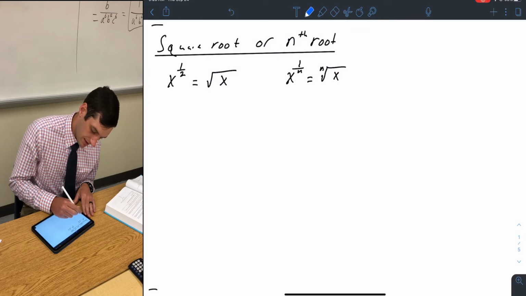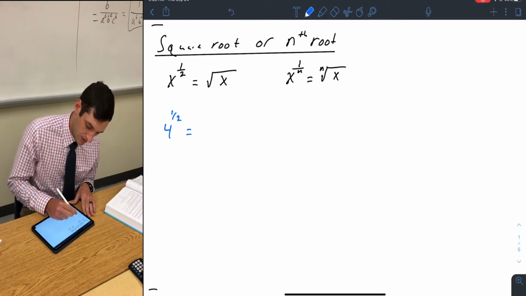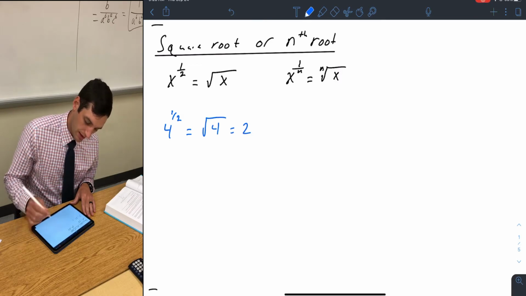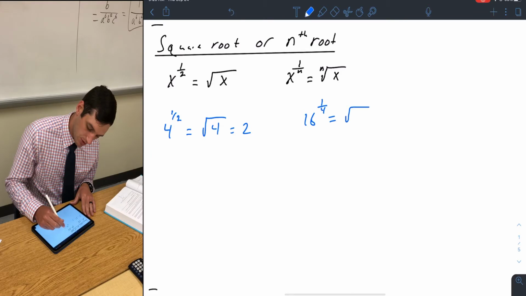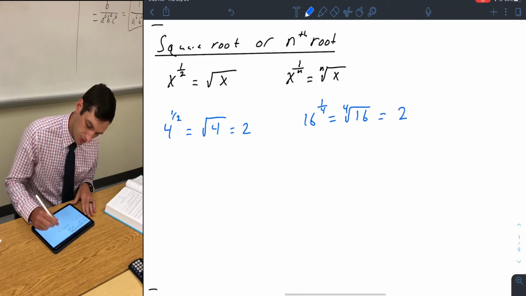We'll say 4 to the 1/2 power is equal to the square root of 4, which is equal to 2. Now we'll do 16 to the 1/4 power is equal to the 4th root of 16, which is equal to 2.